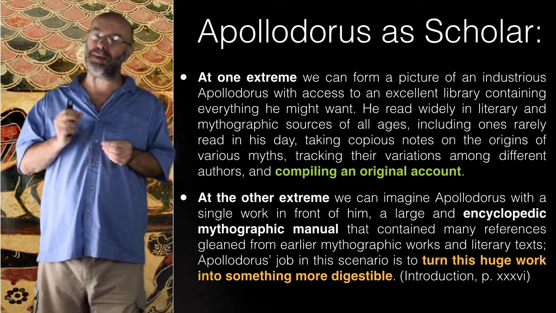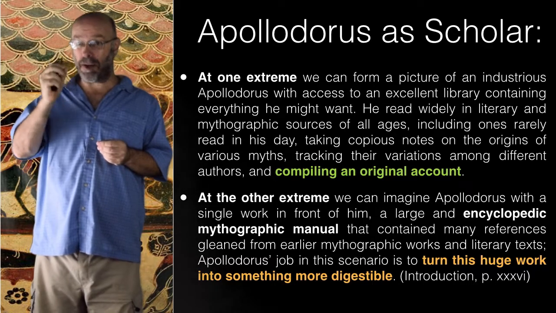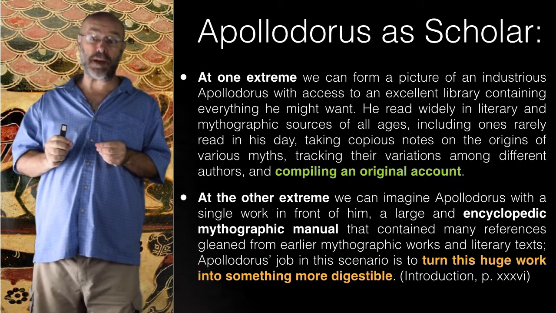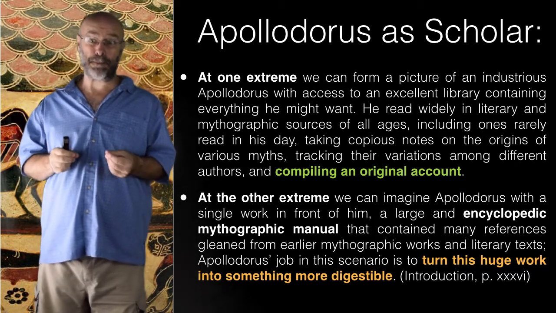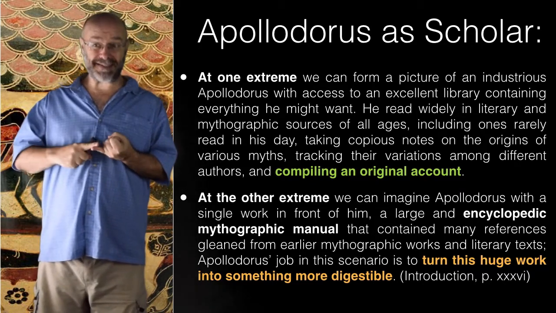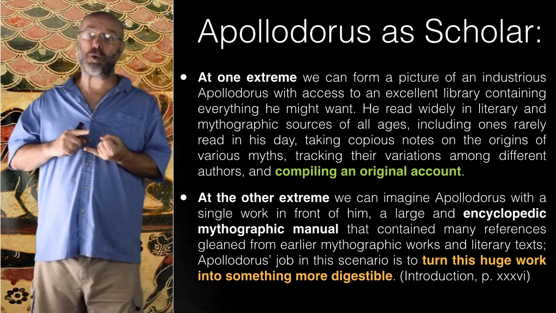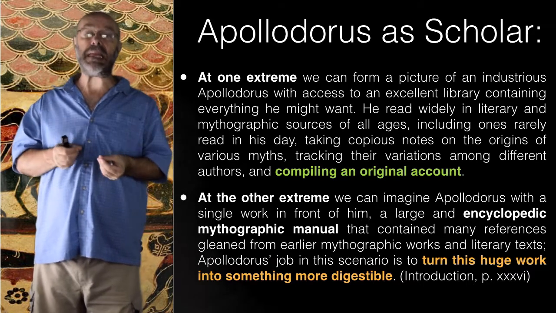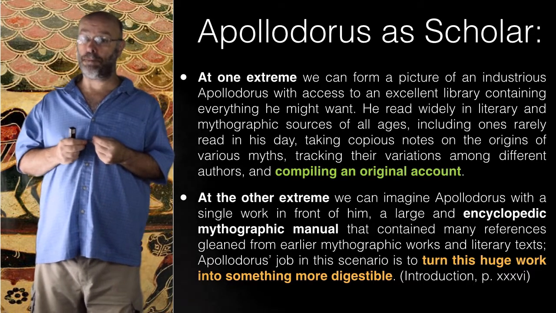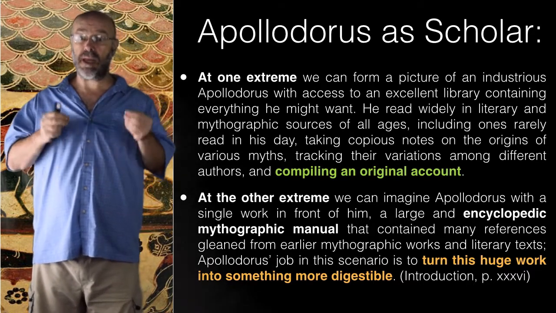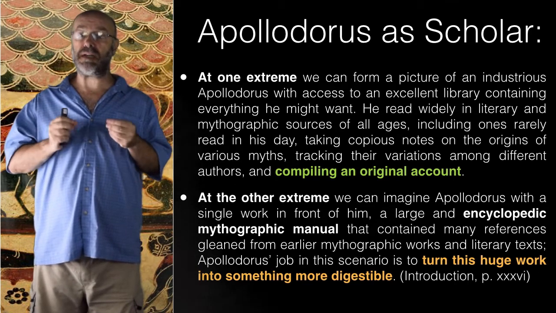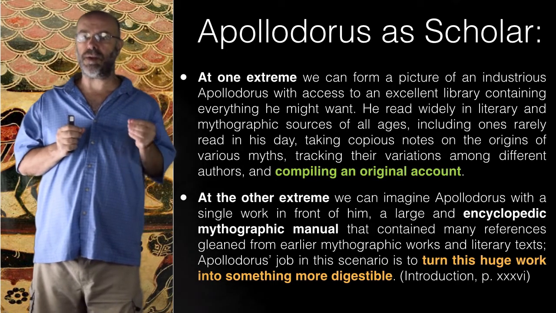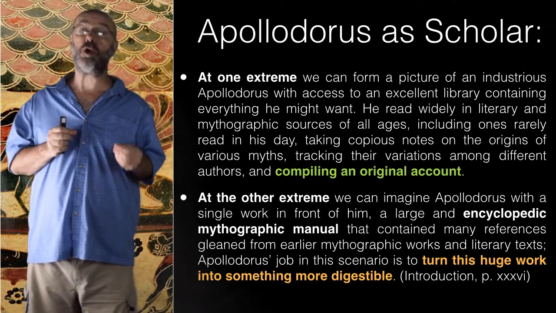But the other extreme is entirely possible, and I'll summarize this before reading it as, perhaps Apollodorus was just paraphrasing Wikipedia of his day. So at the other extreme, our editors say, we can imagine Apollodorus with a single work in front of him, a large and encyclopedic mythographic manual that contained many references, gleaned from earlier mythographic works and literary texts. Apollodorus' job in this scenario is to turn this huge work into something more digestible.